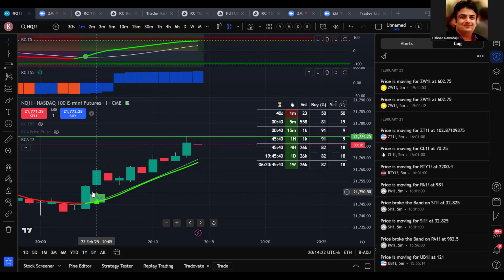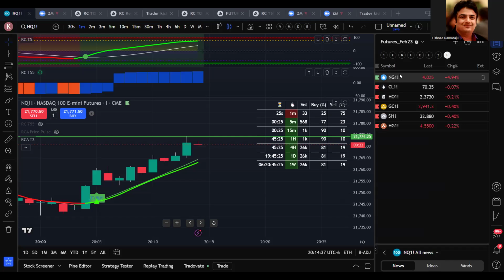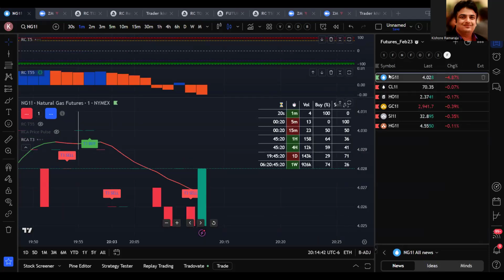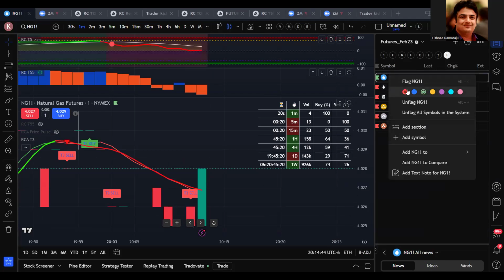Whenever we get a buy signal, we have to look at the confluence. If the confluence is good, we can take it on the 5 minutes. Or whenever you get a signal on 5 minutes, we can also go to 1 minute and take the trades. Right? For example, let us go and check for natural gas. Overall, natural gas is a bearish ticker.